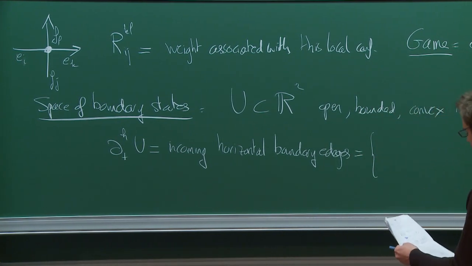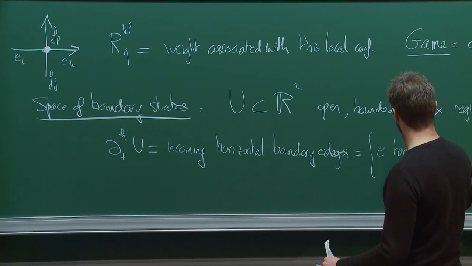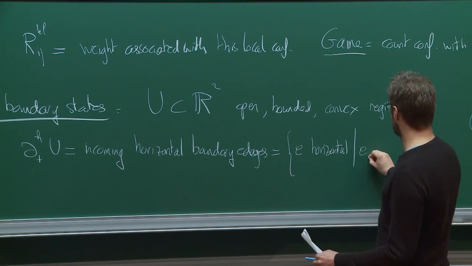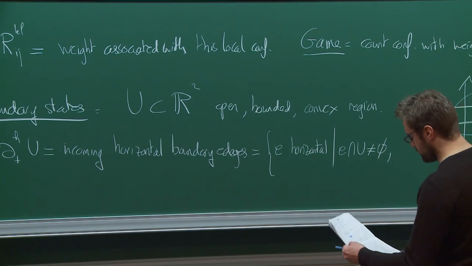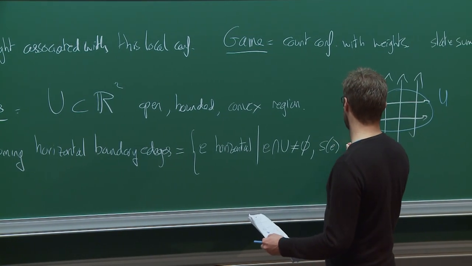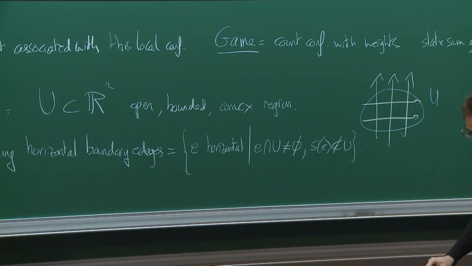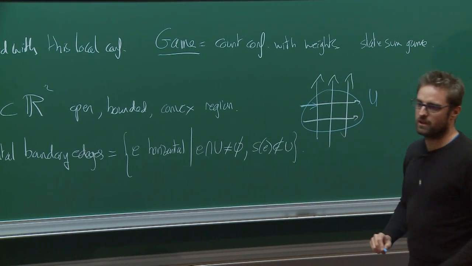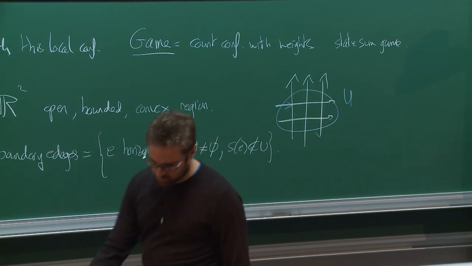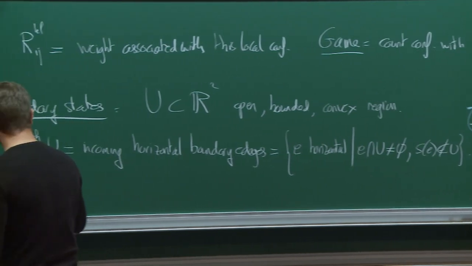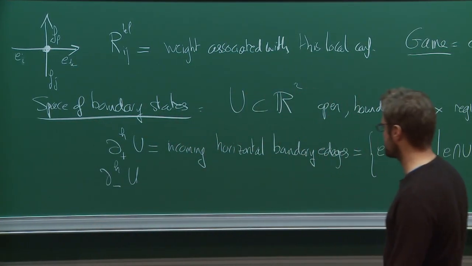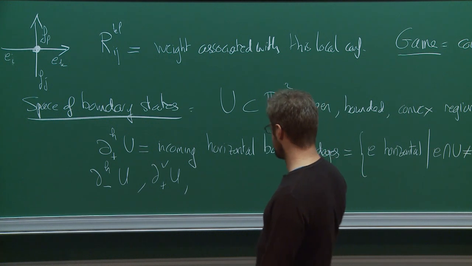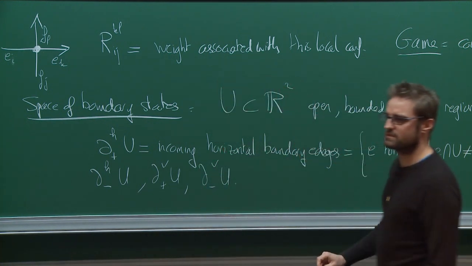So what is it exactly? That's an edge which is horizontal. And saying that it's incoming, it's just that the edge e intersects U, and moreover, the source of e does not belong to U. So this is a horizontal incoming edge, for instance. And you can define D minus H of U for outgoing horizontal edges. And you also have D plus V of U for vertical incoming edges. And D minus V of U is going to be obvious as well. OK?